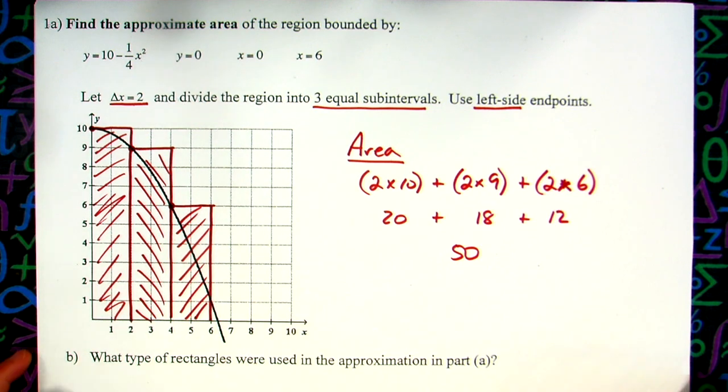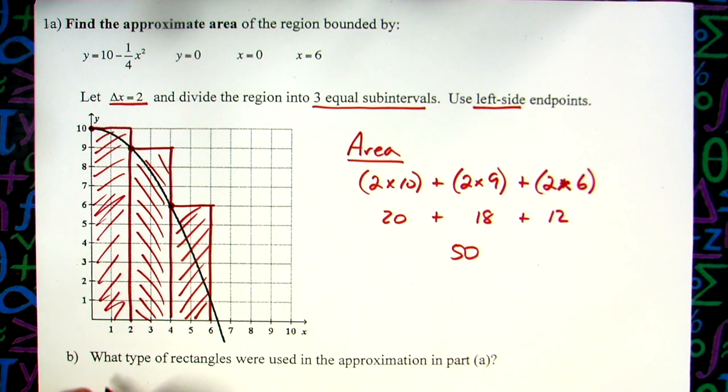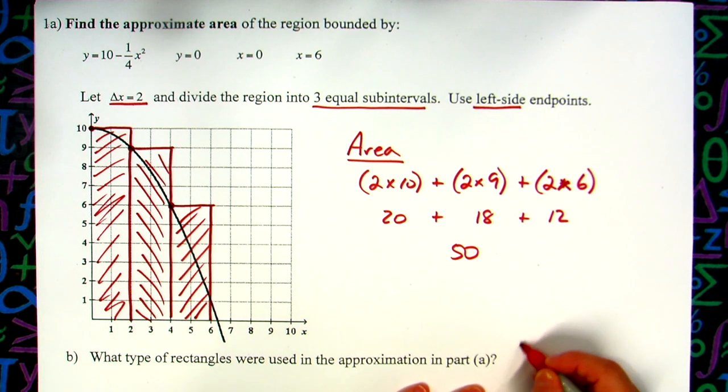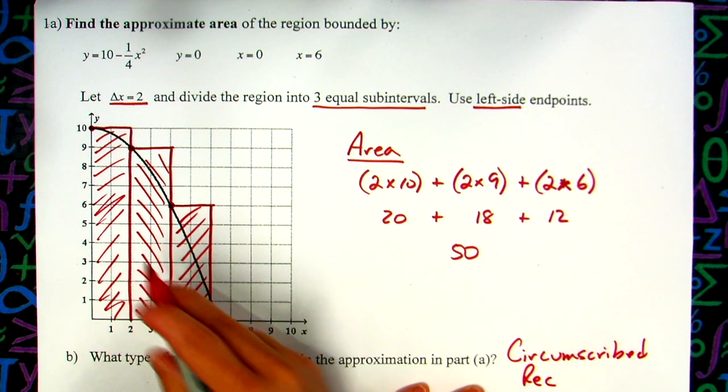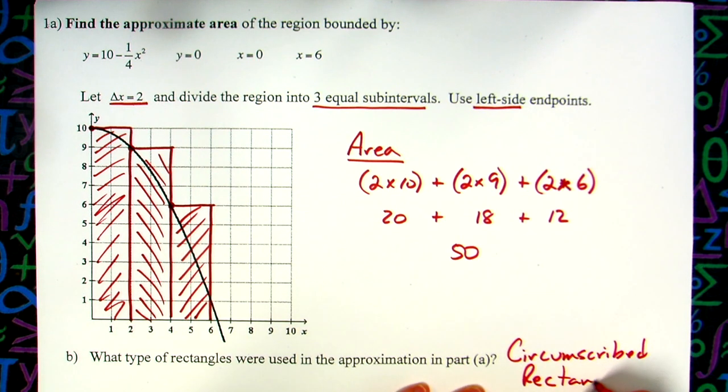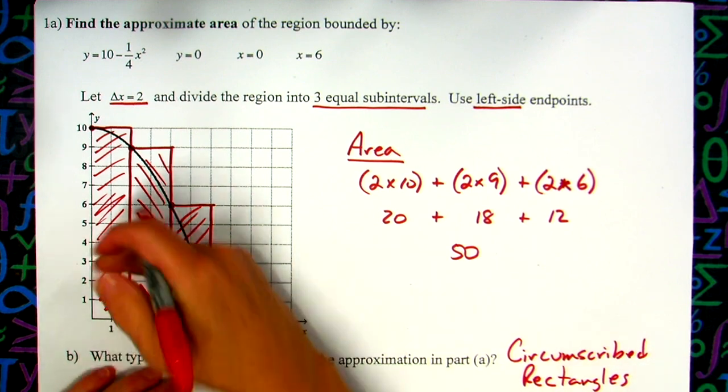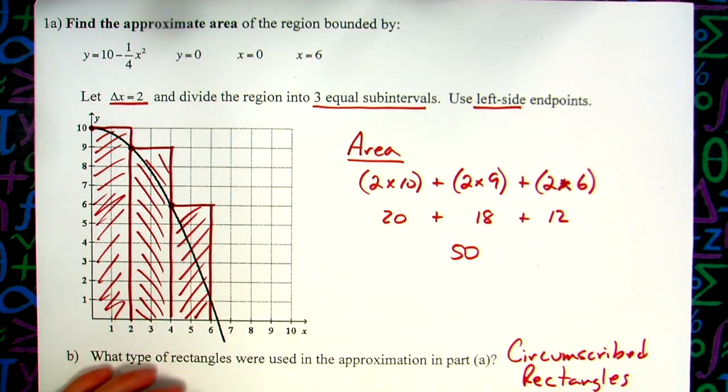Then you can classify the type of rectangles that were used here. What type of rectangles were used in the approximation in part A? They are called circumscribed rectangles. They are that way because they are going to give us that overestimate. It is outside the curve just a little bit more, so they are referred to as circumscribed rectangles.